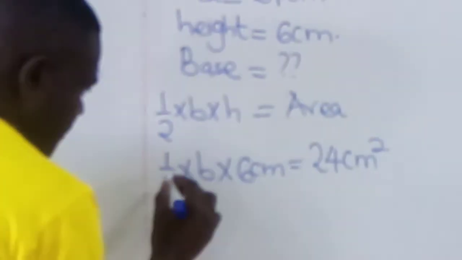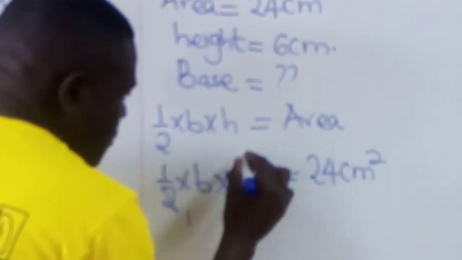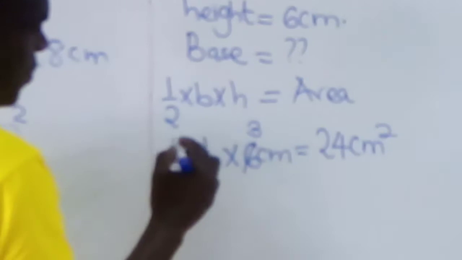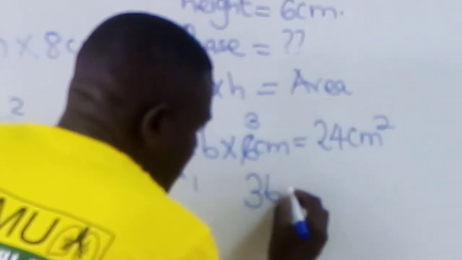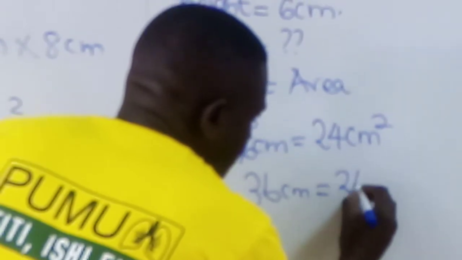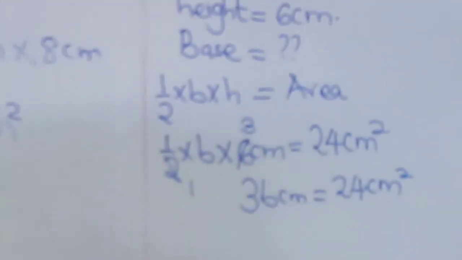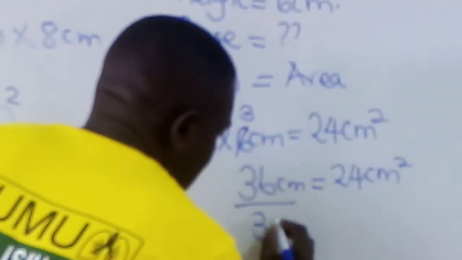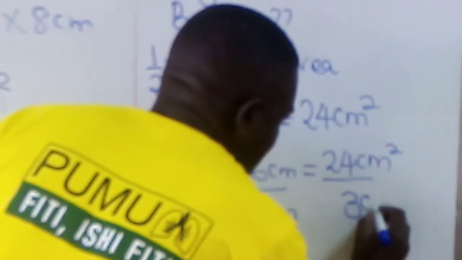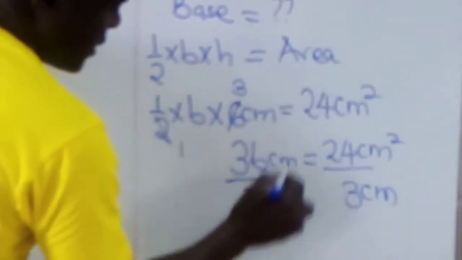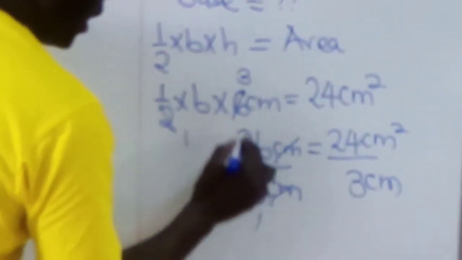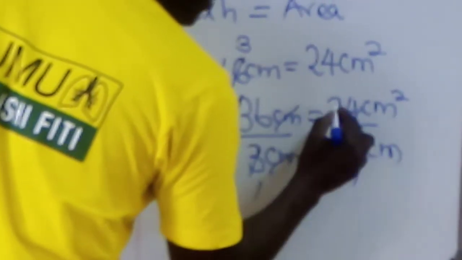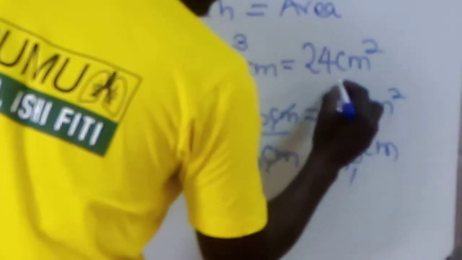And so we cancel. By 2, 1, and by 2, 3. So we have 3 times b centimeters, you get 3b centimeters is equal to 24 square centimeters. We divide both sides by 3 centimeters. Centimeters cancel centimeters. By 3, 1, by 3, 1. Here, 3 divided by 3 is 1. 24 divided by 3 is 8.